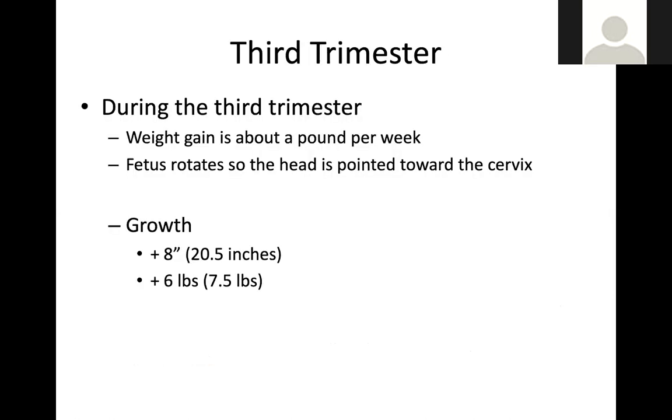We now transition to the third trimester, and this is where the weight gain is about 1 pound per week. The fetus rotates so that the head is pointed towards the cervix, or maybe you've heard of it as head down. The growth can go from about 8 inches to about 20 inches, 20.5 inches, and we can get up to about 6 to 7.5 pounds.